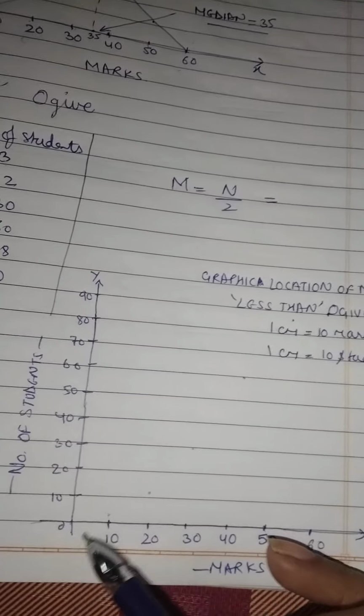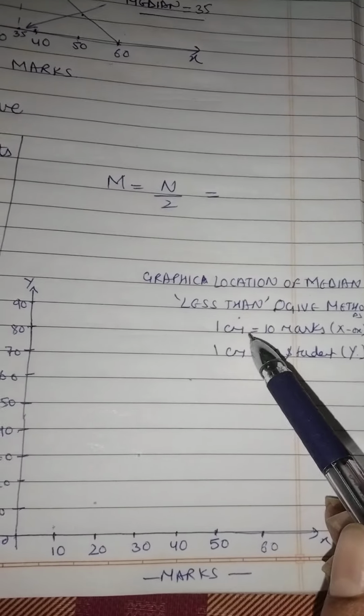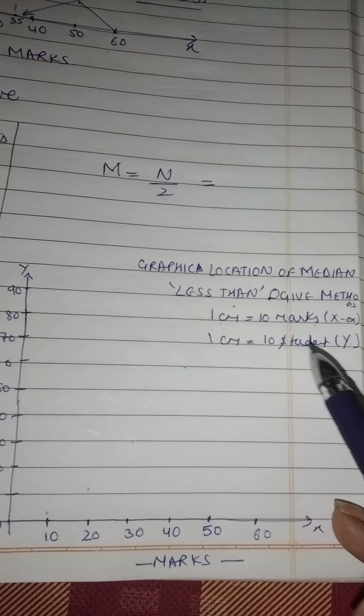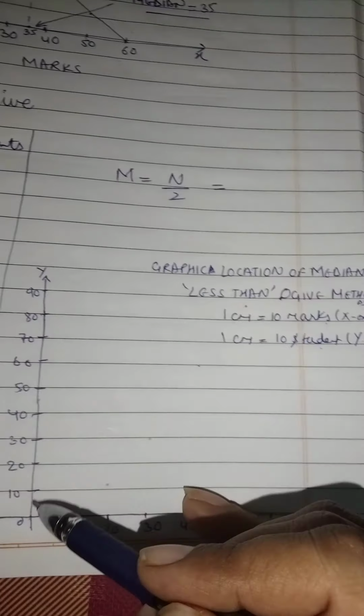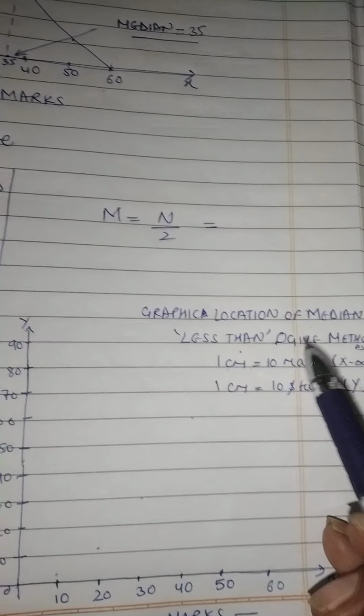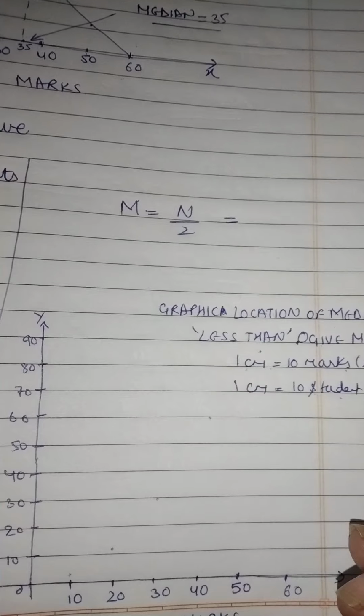Now the same numbers I am going to plot in this graph. Again the same, 1 centimeter is equal to 10 marks on the x-axis and 1 centimeter is equal to 10 students on the y-axis. The scale is important to write, and here I am only showing the less than ogive. In the same way you can show more than also separately.